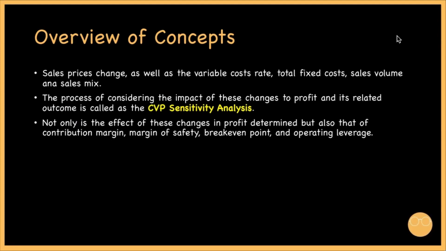The process of considering the impact of these changes on profit. Profit will be our determinant at the end of the day because that is the bottom line of your income statement. And the relationship outcome is called the CVP sensitivity analysis.